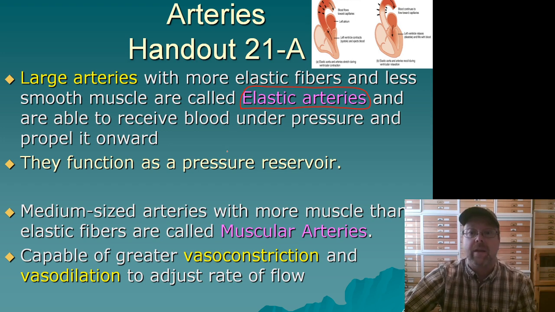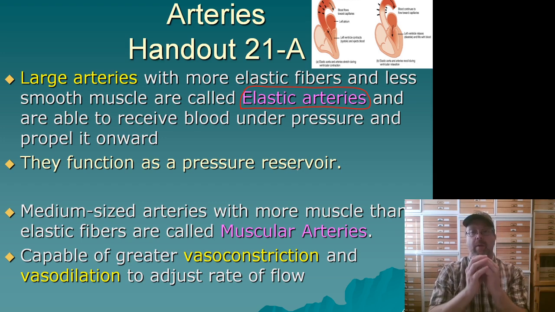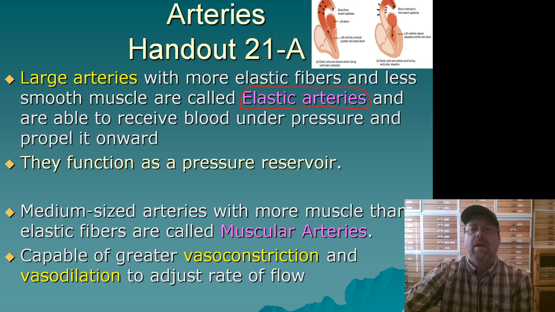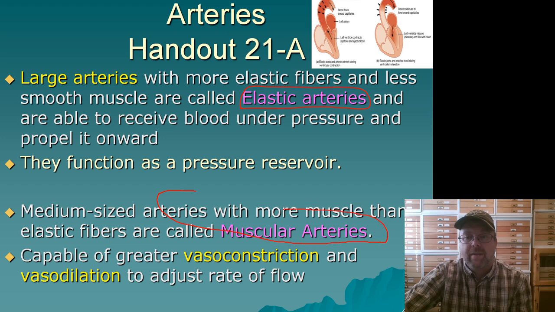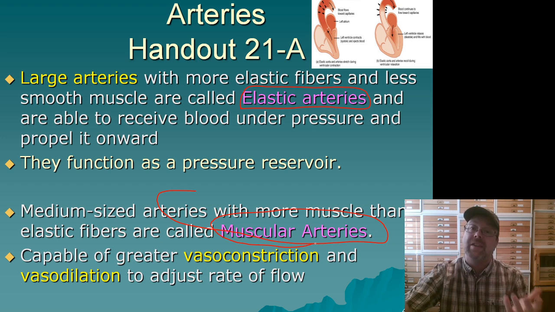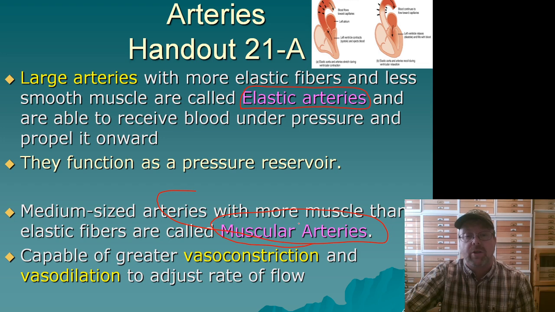Now, it says they function as a pressure reservoir. So, like your aorta is a perfect example because your aorta can take a lot of blood and stretch out and then go back to its original shape between heartbeats. Now, as the arteries get smaller, they become more muscular. And so here it says medium-sized arteries are called muscular because they have more muscle than elastic tissue. And these are the ones that can undergo vasoconstriction and vasodilation.